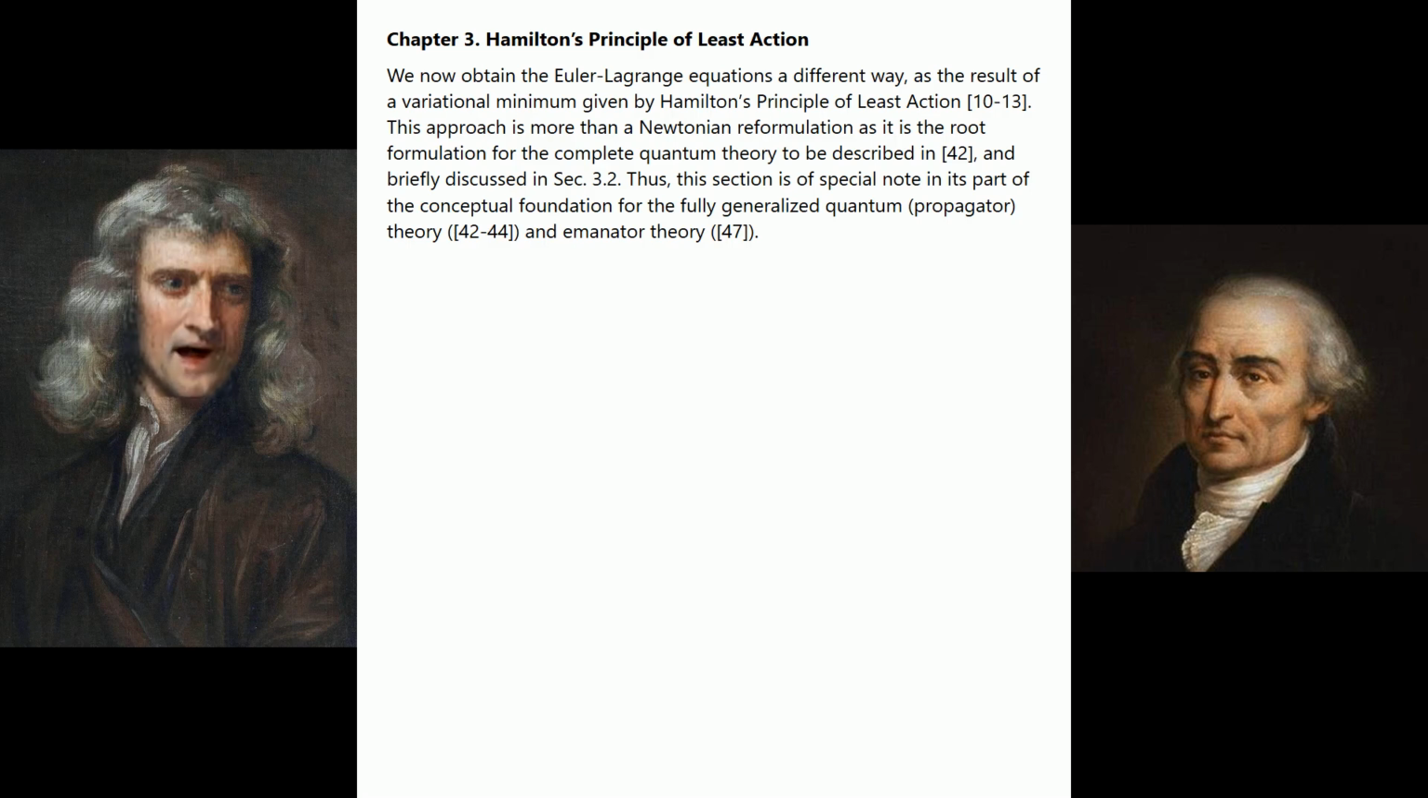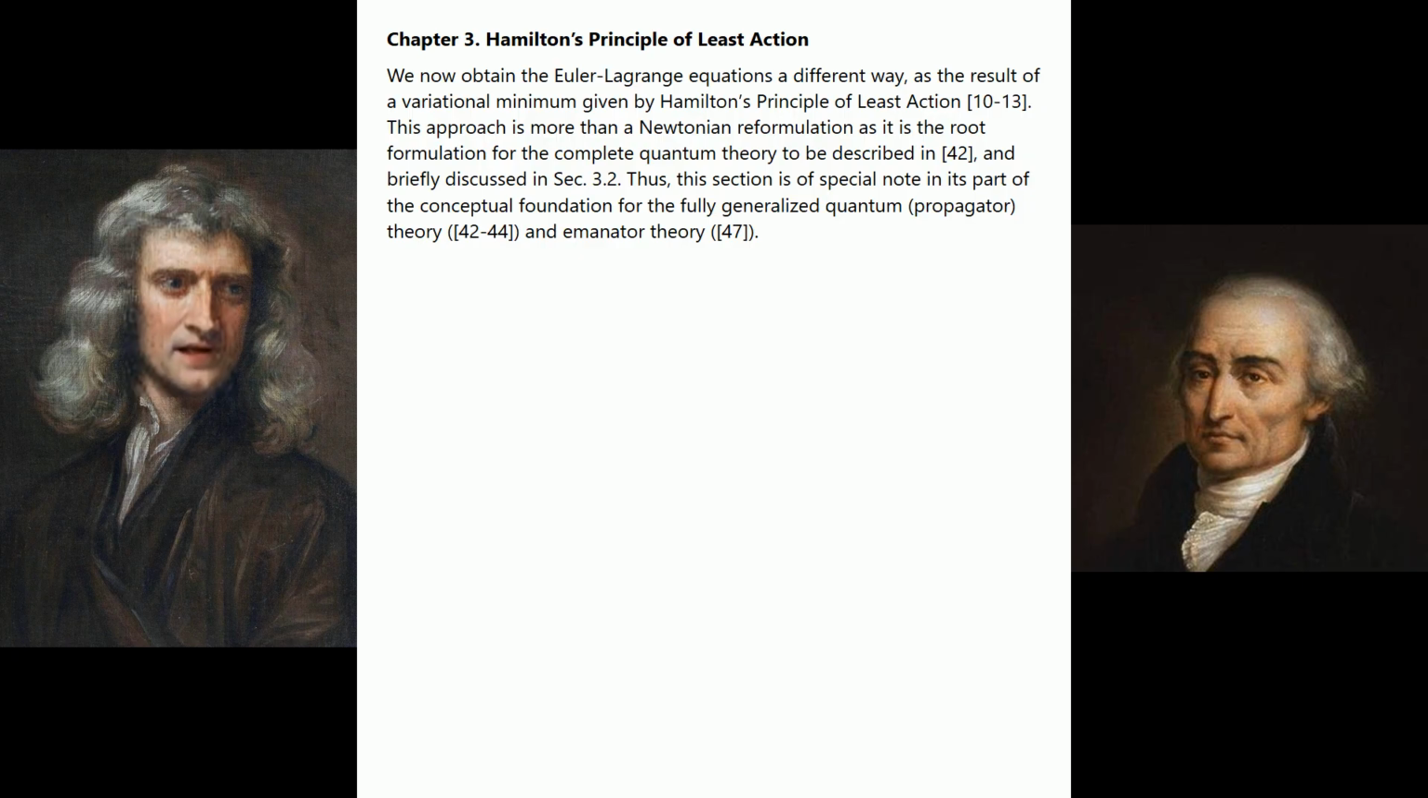Chapter 3. Hamilton's Principle of Least Action. We now obtain the Euler-Lagrange equations a different way, as the result of a variational minimum given by Hamilton's principle of least action. This approach is more than a Newtonian reformulation, as it is the root formulation for the complete quantum theory to be described in, and briefly discussed in, Section 3.2.